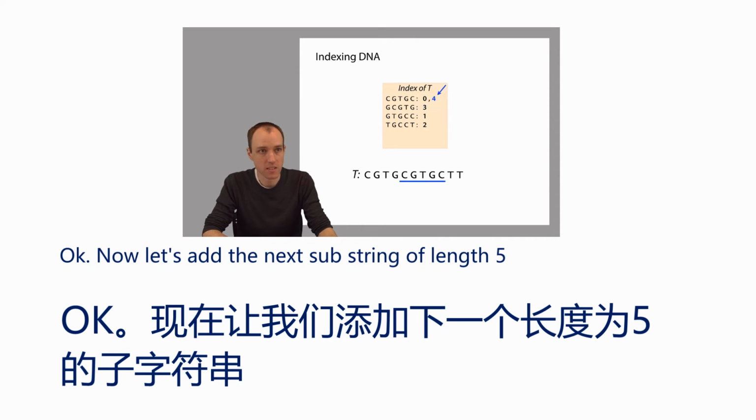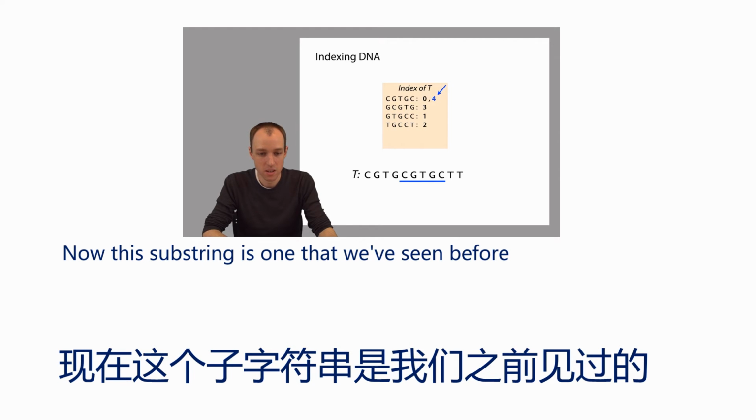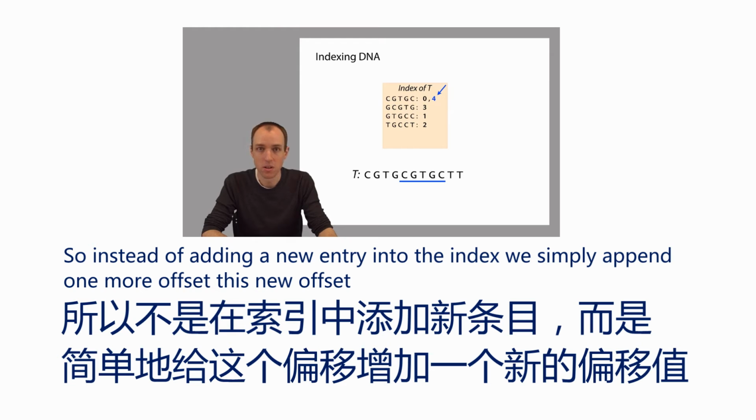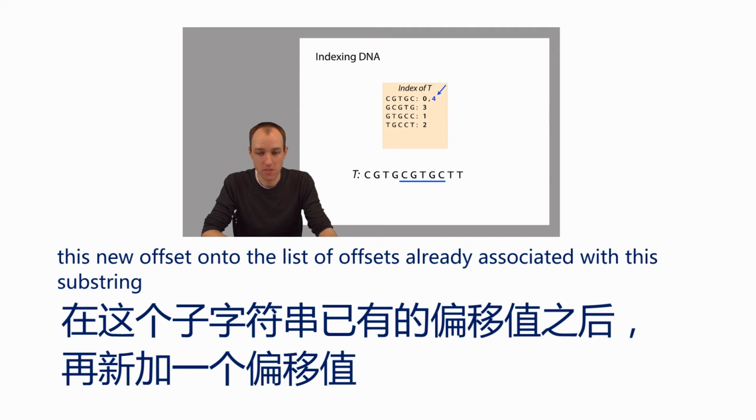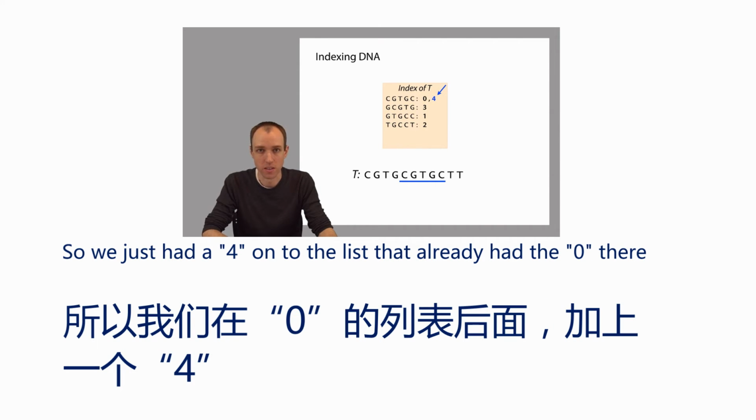Okay, now let's add the next substring of length 5. Now this substring is one that we've seen before, so instead of adding a new entry into the index, we simply append one more offset, this new offset, onto the list of offsets already associated with this substring. So we just add a 4 onto the list that already had the 0 there.